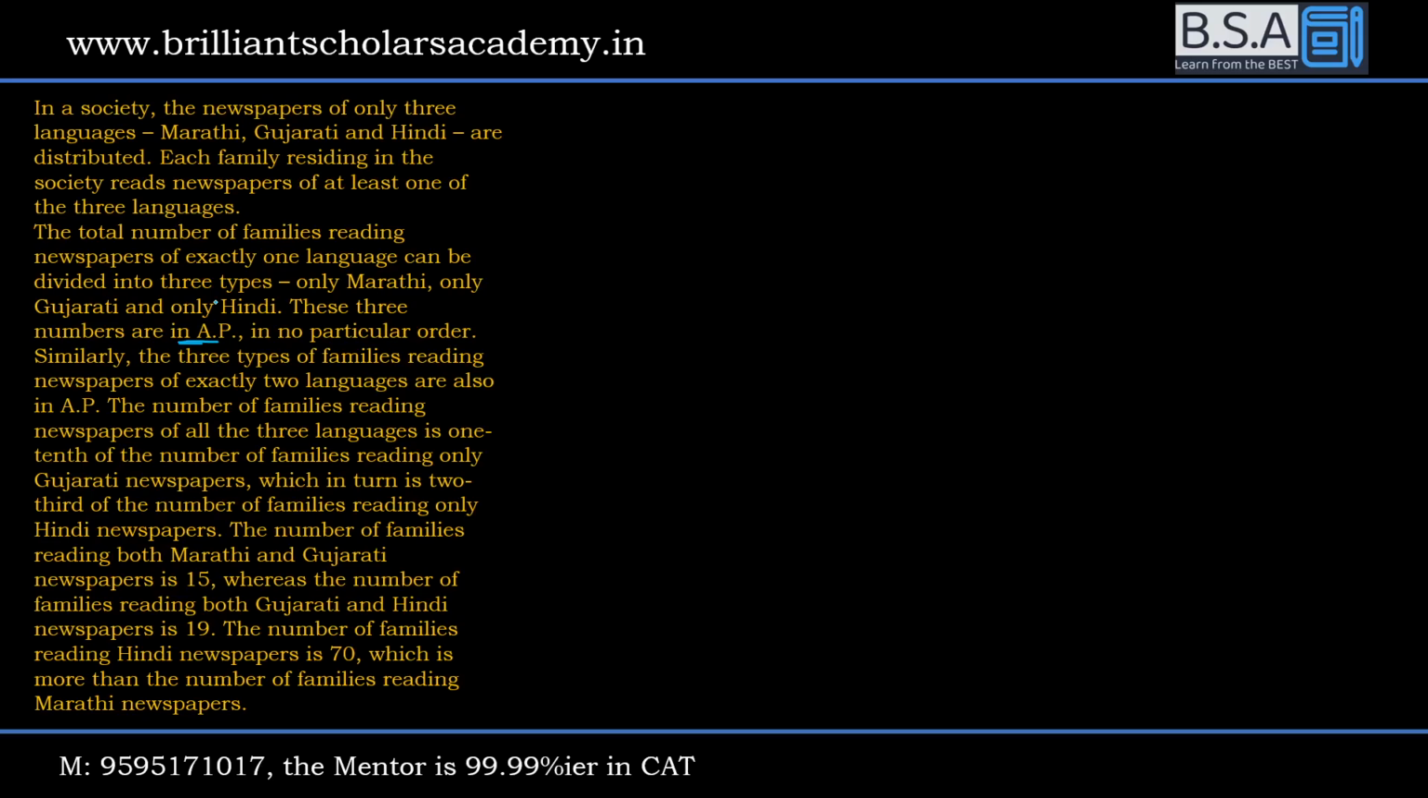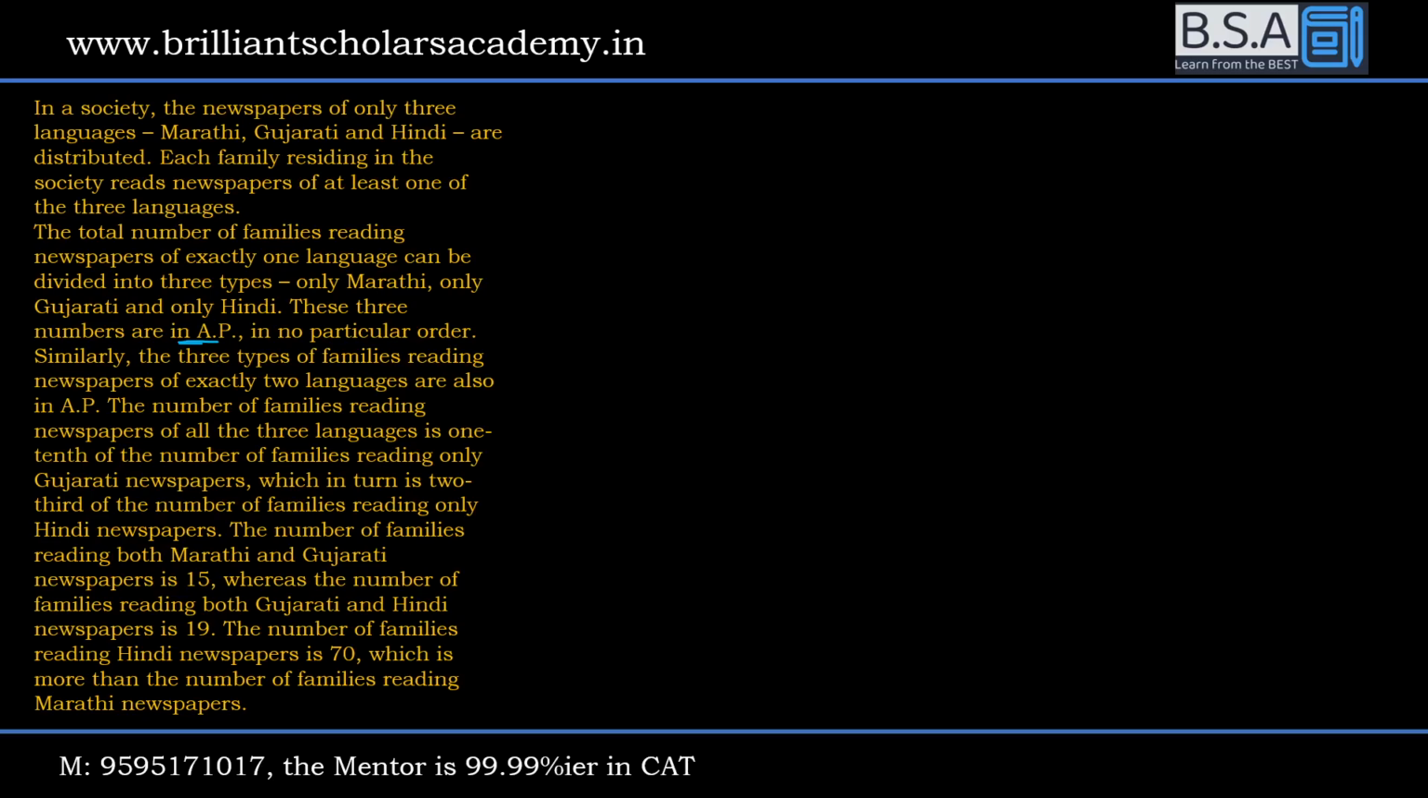See, the question does not tell me what is AP. I need to know AP's arithmetic progression in no particular order. Similarly, the three types of families reading newspapers of exactly two languages are also in AP. The number of families reading newspaper of all three languages is 1/10 of the number of families reading only Gujarati newspaper, which in turn is 2/3 of the families reading only Hindi newspaper.